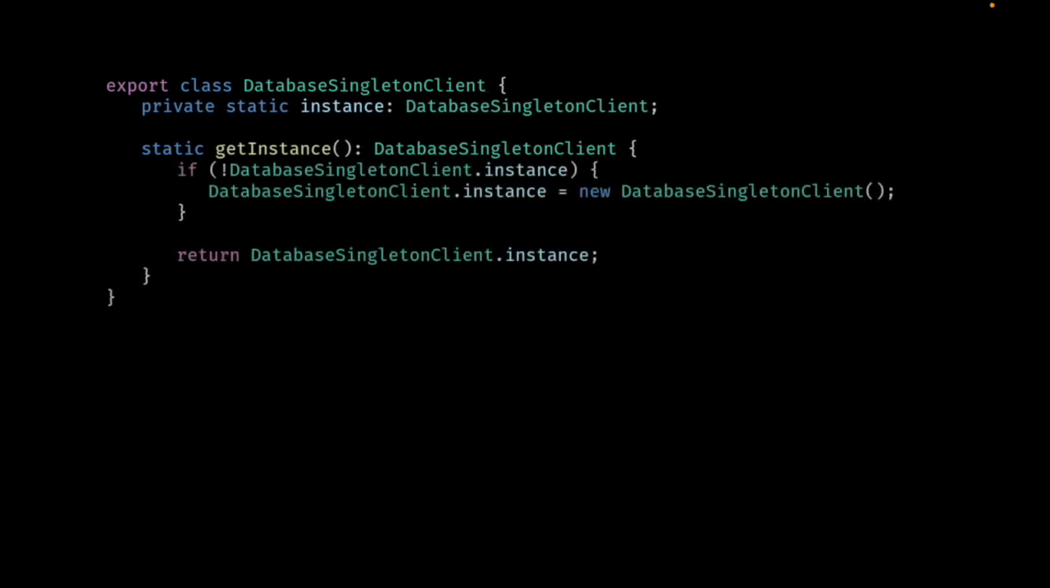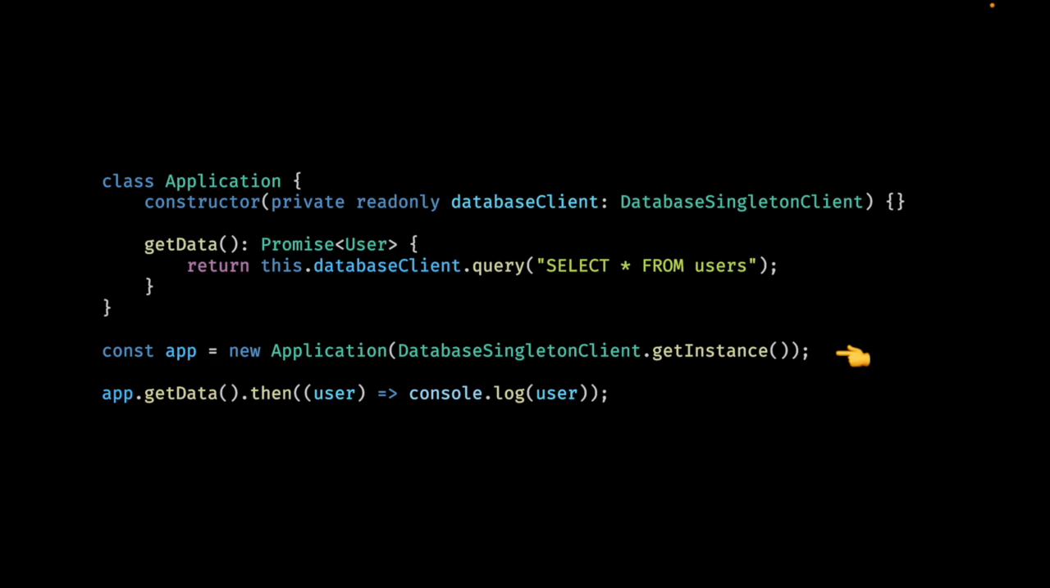Now you can check if the instance exists. If not, then you create it and return it. And now you can create methods like query and etc. that will represent how you're going to interact with your client. In the application, you can now inject the database client and query without ever creating new classes like crazy.